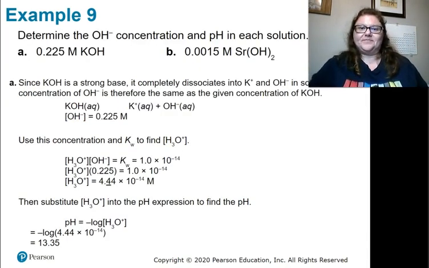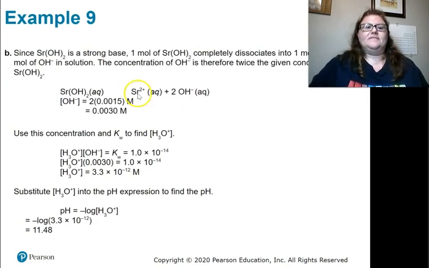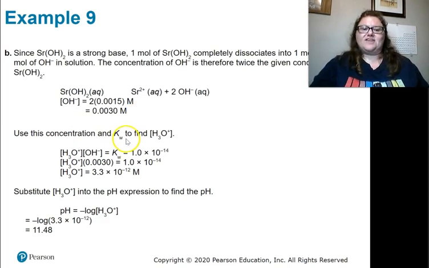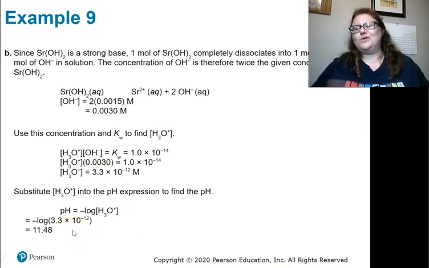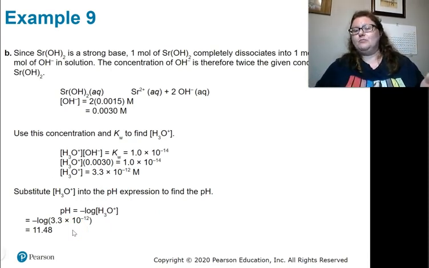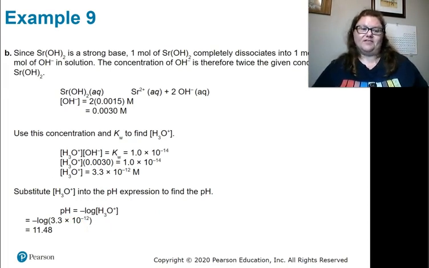Let me go back. For part B, we were given the concentration of our whole base to be 0.0015. But because I have 2 hydroxides here, that concentration of hydroxide is going to be double. Here it is. So 0.0030 for our concentration of hydroxide ions. Then we're going to use Kw to figure out the hydronium ion. So we plug that in, and then we're going to substitute in the pH and get pH. We get 11.48. Now if we compare part A to part B, B is a greater number, so it's a stronger base.